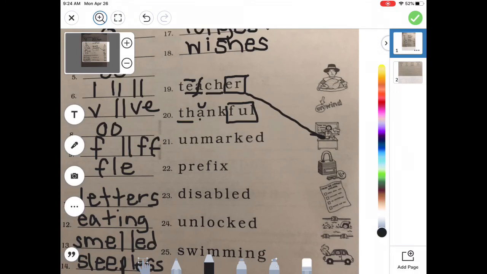Which one of these pictures do you think they mean to match with thankful? That's right. There's a pilgrim. Remember, it makes you think of Thanksgiving. They were thankful for the turkey. All right, let's try the next one.